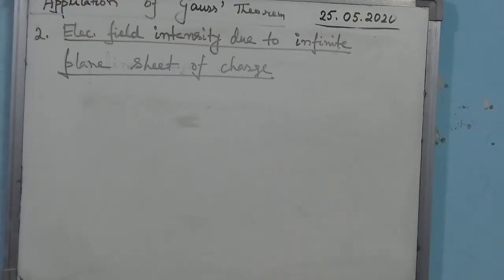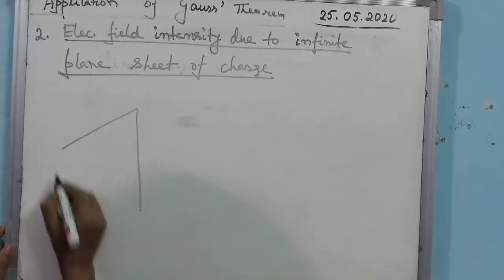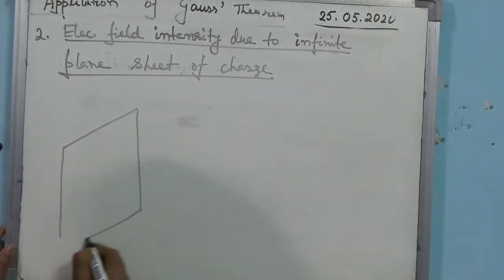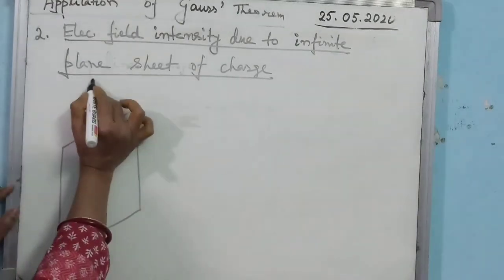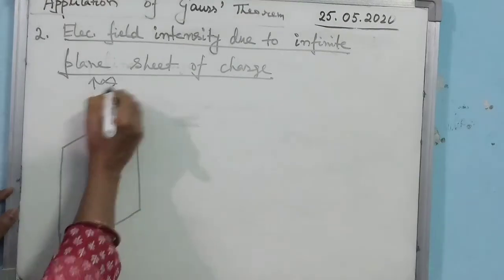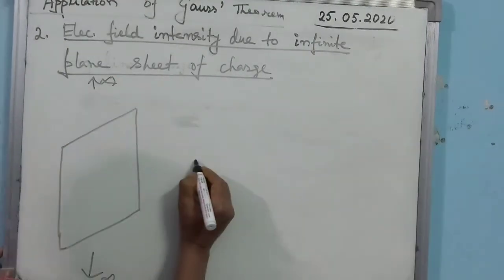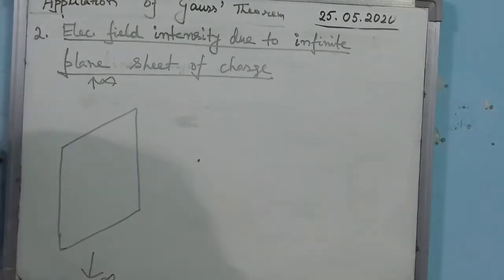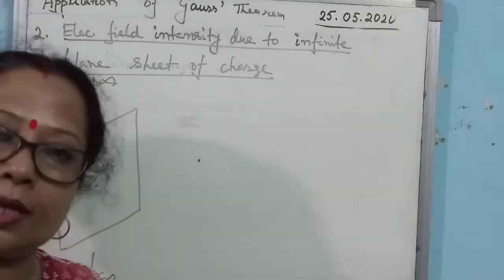Next is electric field intensity due to an infinite plane sheet of charge. So suppose you have taken a plane sheet of charge. Here I am putting 2 arrows. It means it is extended till infinity. Alright. So you have to find out what is the electric field intensity at any point due to this infinitely long plane sheet of charge.